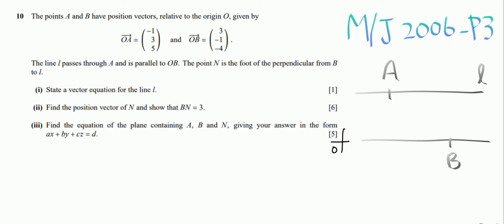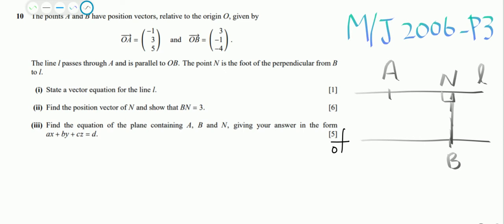And then they say that there is a perpendicular from B to L. So if we were to just draw a line like this, okay? So there's this line which is perpendicular from B to L, and the point N is at the foot of this perpendicular, so it will be right here, point N.